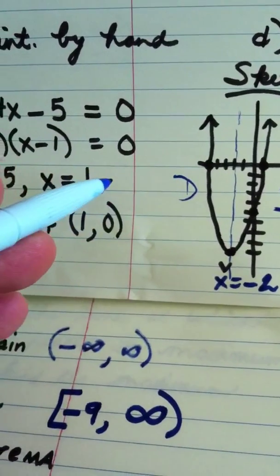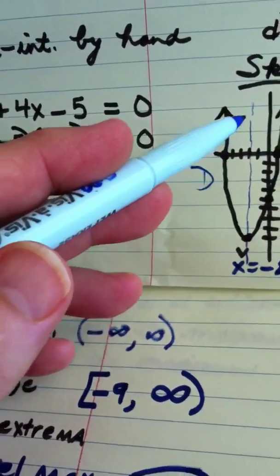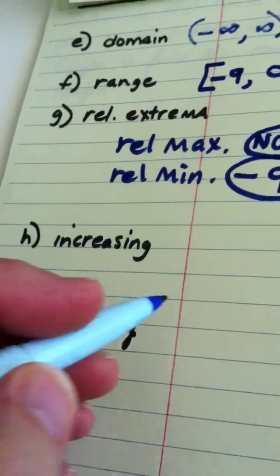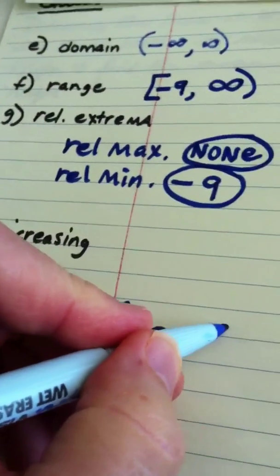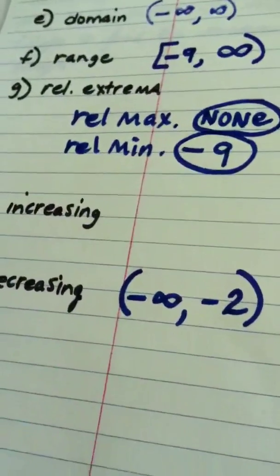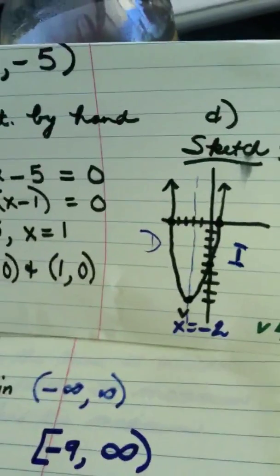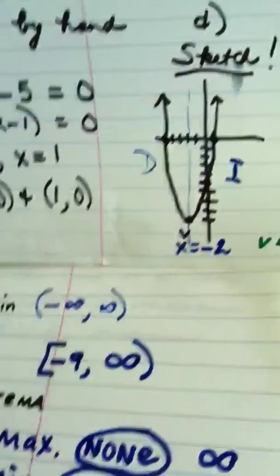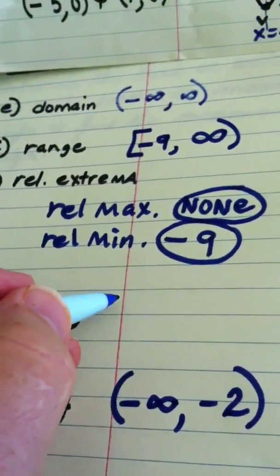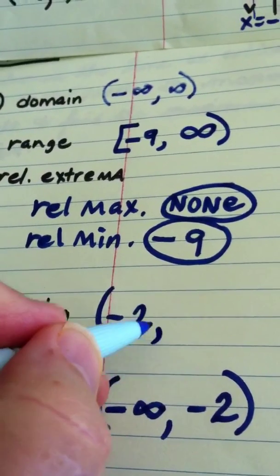So decreasing would be coming from -infinity up to -2. Decreasing would be from -infinity to -2. Please remember to use a paren, not a bracket. And increasing would be from -2 to infinity. Again, no bracket.